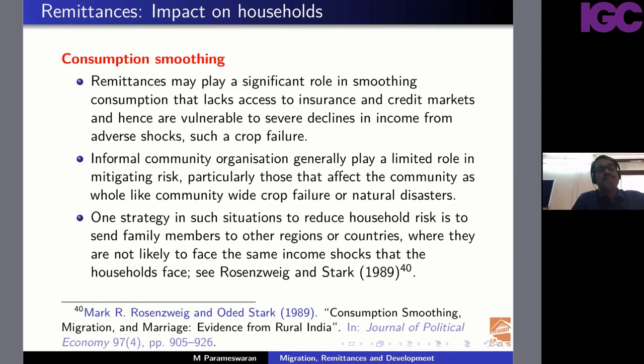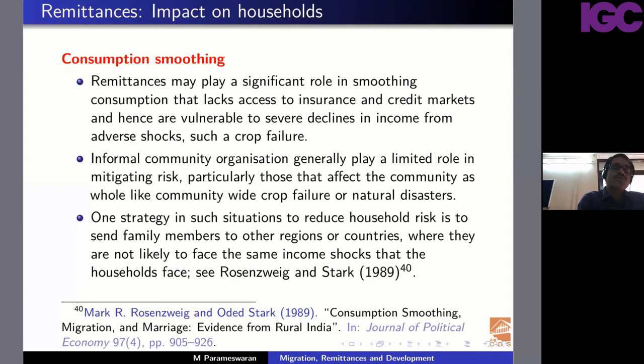In this context, this is built into the marriages in southern India. That is the paper by Rosenzweig and Stark. In South Indian villages, marriages usually happen between remote villages, not in the same village. Their argument is that this arrangement is to mitigate risk. Suppose there is a crop failure or some disaster in one village, they can use the marriage relationship to mitigate that risk. So in this case also, migration through marriage is used to mitigate risk and smooth consumption.